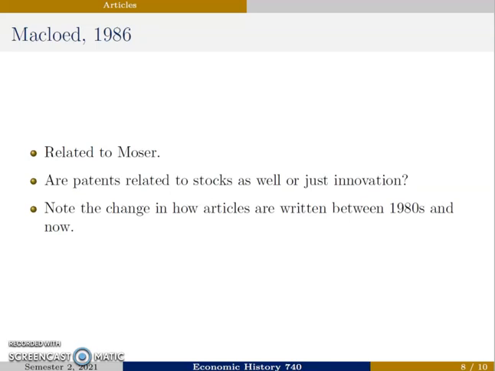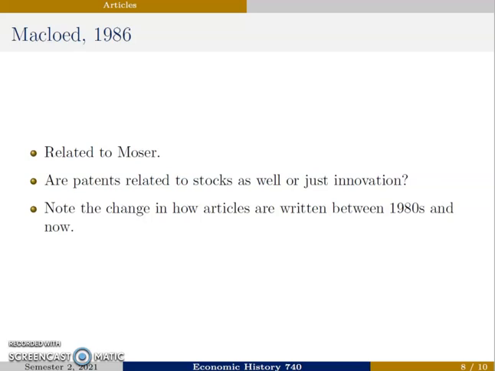McLeod, 1986. So again, this is actually an article that you should read before you read Moser, because the two are closely related. So where Moser asks about innovation, patents, and intellectual property rights, McLeod really focuses on whether patents help innovation or if it's just a mechanism for stocks. So do patents help stock creation as well?